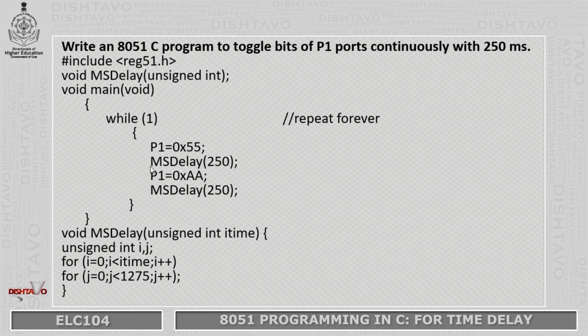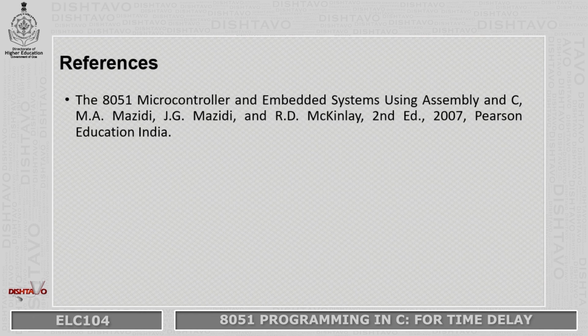So P1 = 0x55, then MSDelay. You're sending a parameter of 250, and this loop will be executed 250 times. So the total delay will be 250 milliseconds to be precise. Then the value of port 1 will be equal to 0xAA, and again you will call a 250 millisecond delay. So port 1 will be continuously toggling with a 250 millisecond delay, and this delay can be checked by using an oscilloscope to find the on time and off time.